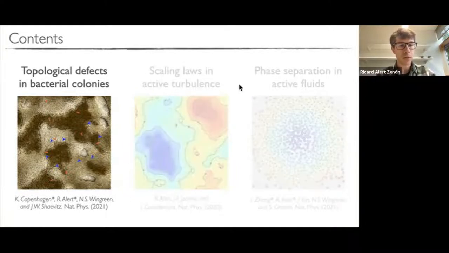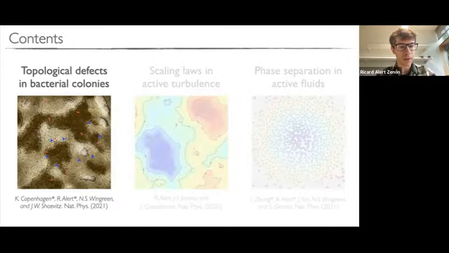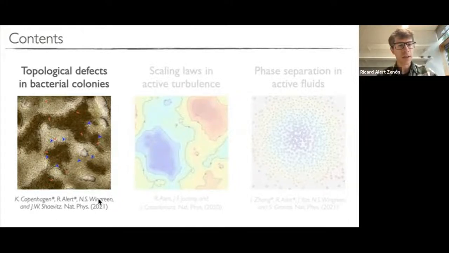And so this was actually work together with our experimental collaborators, Katie Copenhagen, who is a postdoc in the lab of Josh Shaevitz at Princeton. And I did the theory together with Ned Wingreen, also at Princeton. So I wanted to start this part by showing you a movie.